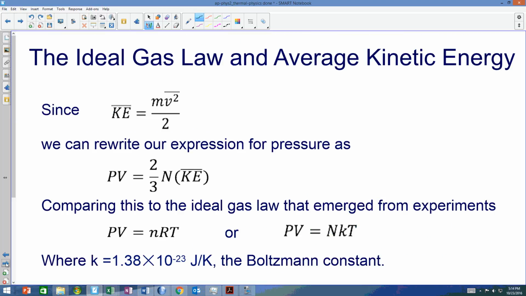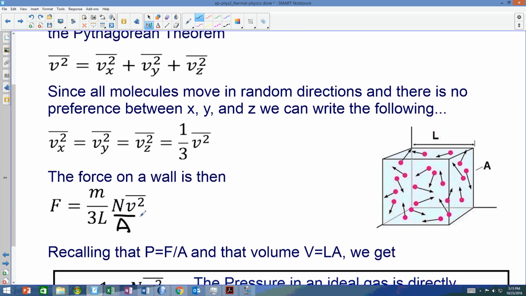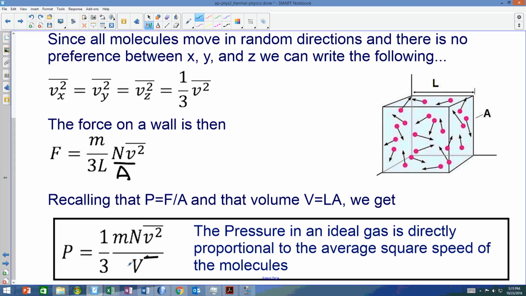Since the kinetic energy is equal to 1/2 mv squared, and this would be the average kinetic energy, which means we would take the average speed squared, we can rewrite our expression for the pressure of the gas. It would then be equal to, and we're going to multiply both sides by V. So if you look at the previous equation here, we're going to multiply both sides by V, and now we have PV equals 1/3 mN times the average V squared.